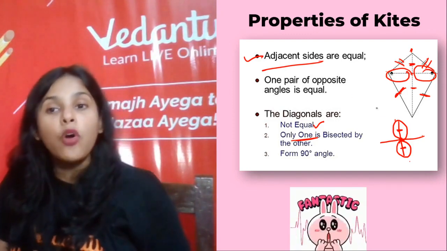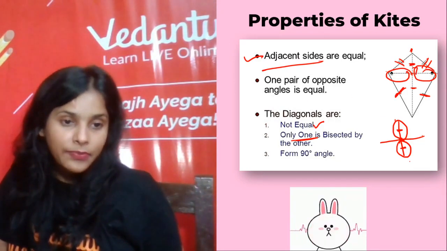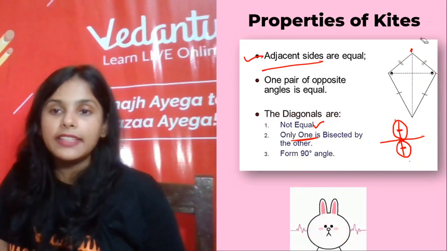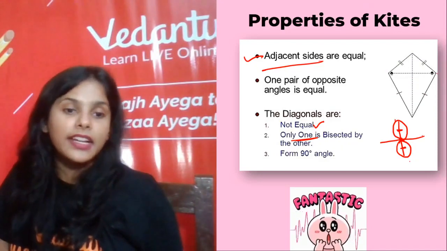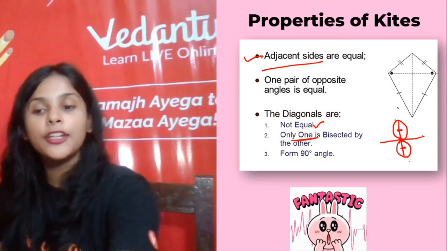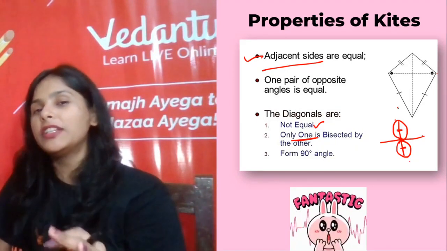Okay, and they form 90 degrees here. Every diagonal is forming 90 degrees here. Everyone can see that it is forming a 90 degree angle. I hope it is clear to everyone. Do let me know in the comment section if any doubt remains.